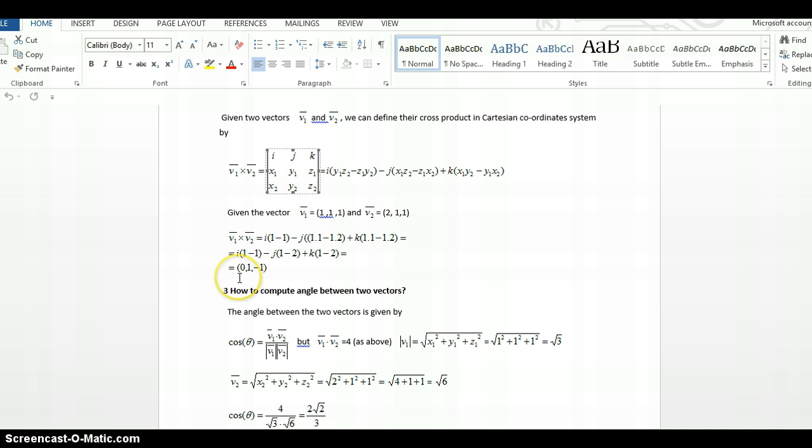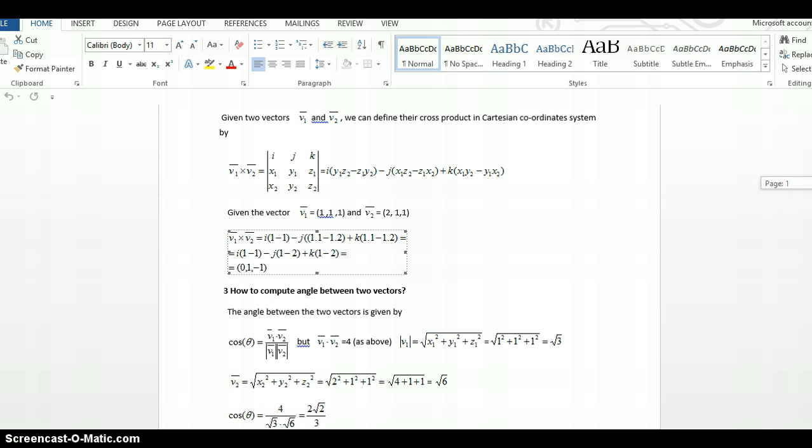So if you do everything, it becomes 1 times 1 minus 1, which is 0. That's how we got 0. 1 minus 2, and minus 1 times this becomes plus. So plus 1 minus 1, this is now minus. So if I put it in vector form, it becomes 0, 1, minus 1.